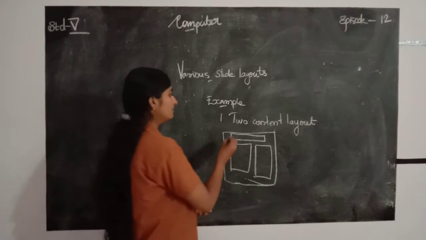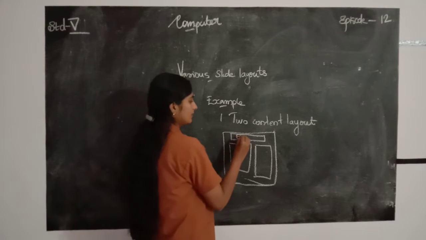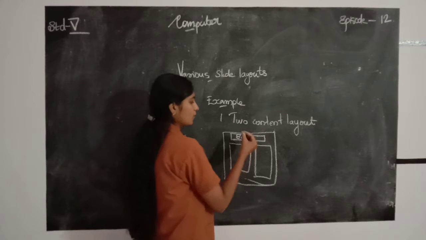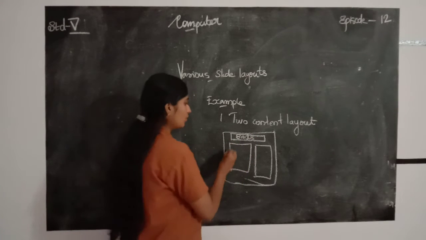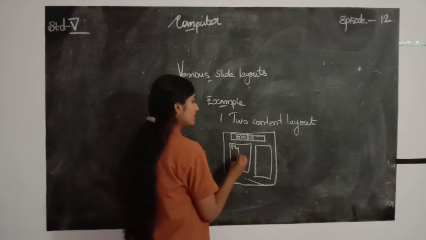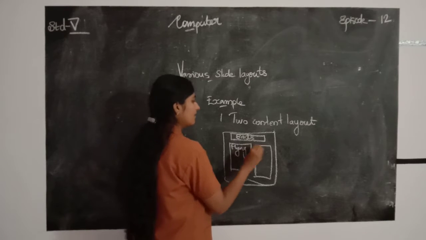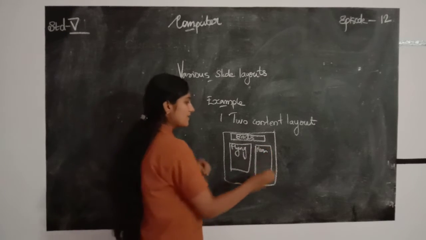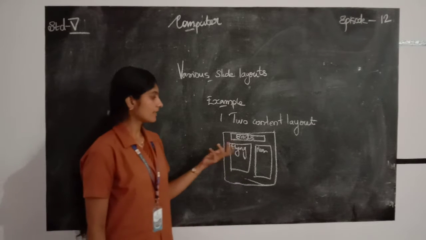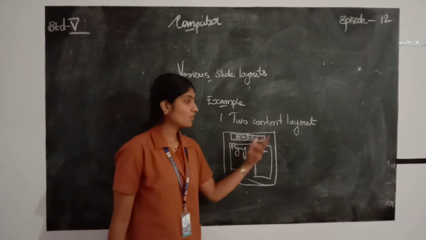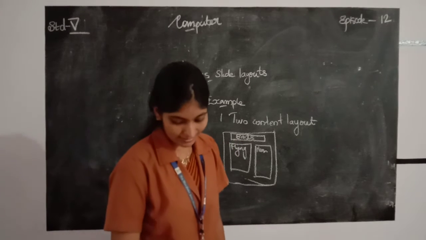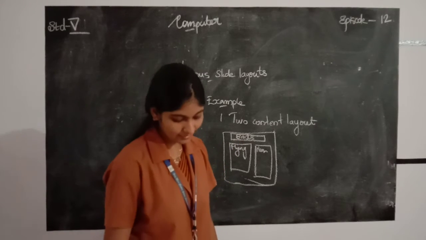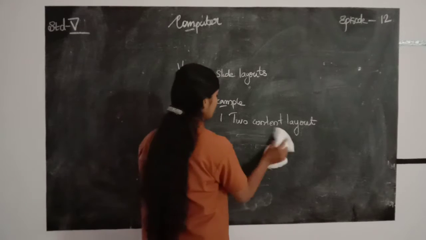For example, birds. We can divide the birds into two: flying birds and non-flying birds. Flying, non-flying. So for such reasons we can select which layout? Two content layout. Okay. Then the second one is title only layout.